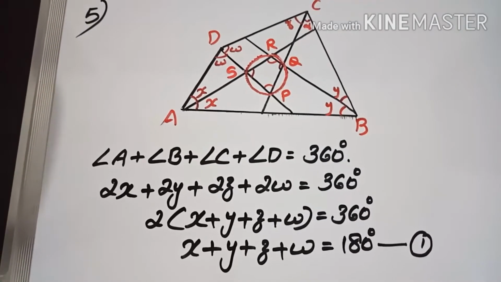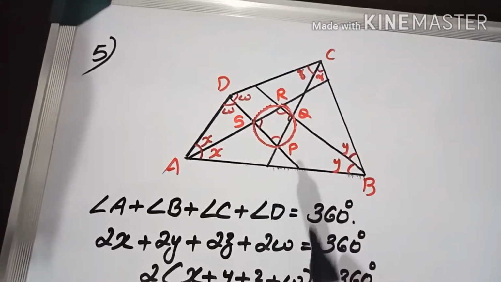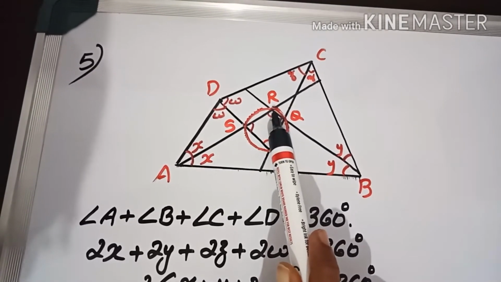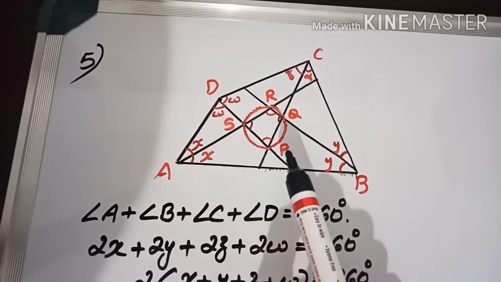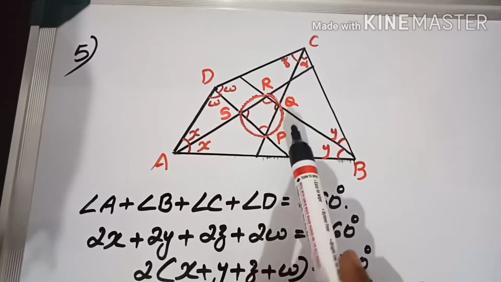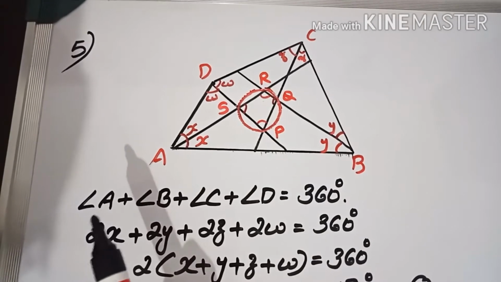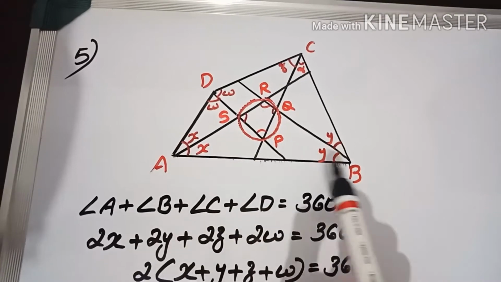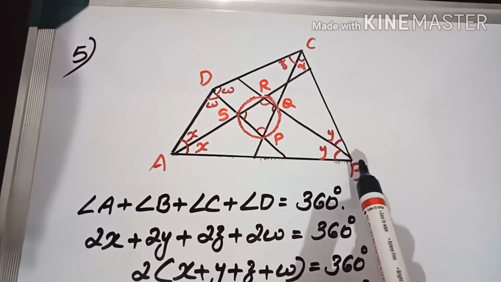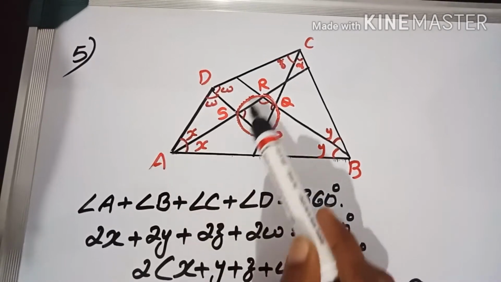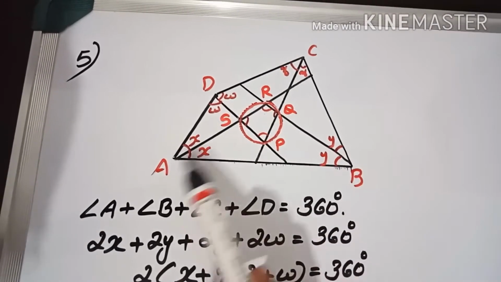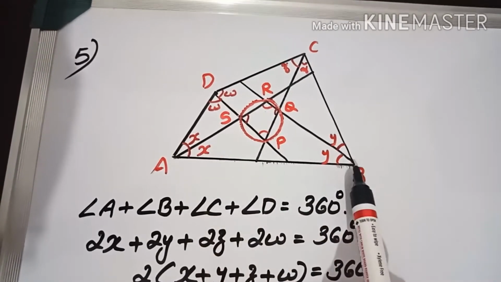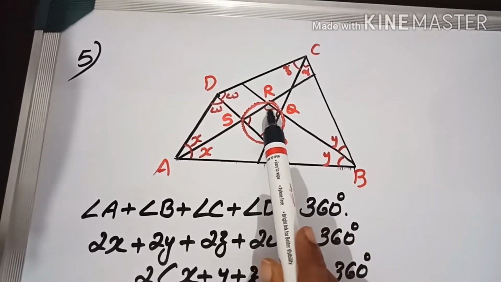Now let's find each angle, starting from angle R. In order to find angle R in a triangle, if we know at least two angles, it is easy to find the third angle, isn't it? So to get angle R, we consider the triangle ARB. In this triangle ARB, only angle R is missing. This part is x degrees and this part is y degrees, so the only missing portion is this one.